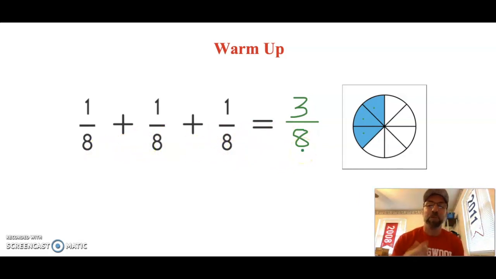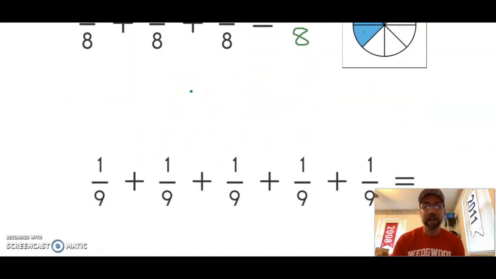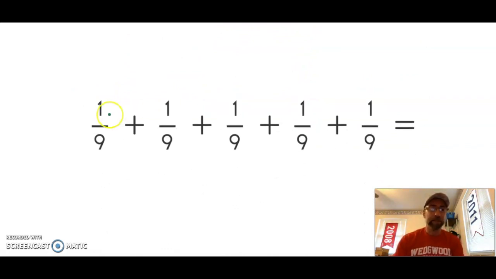Awesome job. Remember that our denominator stays the same because that is the size of our pieces. Sometimes students will think the answer is 3/24, but we don't add up our denominators. We only add up our numerator, or our top number. Let's try another in our minds. Here we go, some mental math.